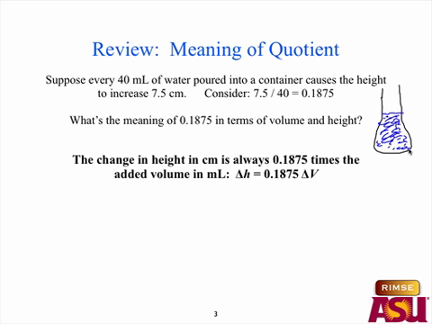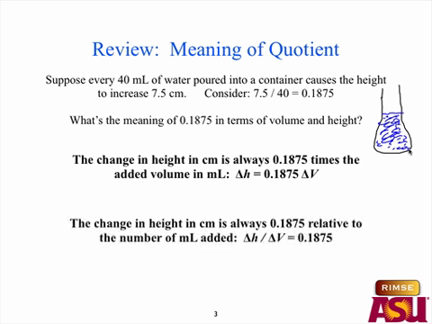So it's not that the height is 0.1875 times the volume. It's a change in height. Say starting from here, a change in height is 0.1875 times the change in volume. Another way to think of it, the change in height is always 0.1875 relative to the number of milliliters added. So what we're saying is that this quantity, that ratio, is a constant.